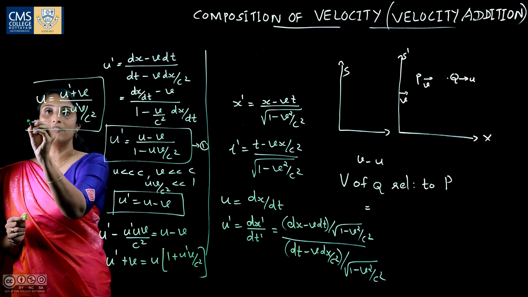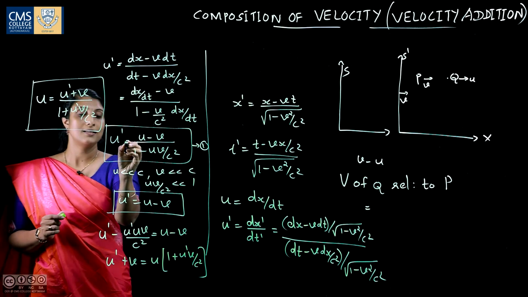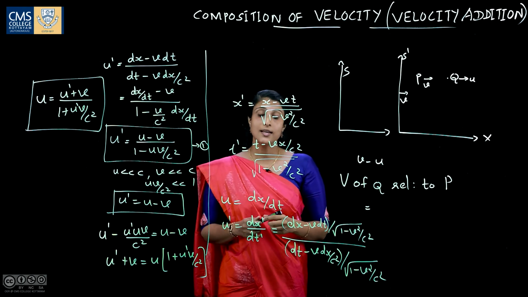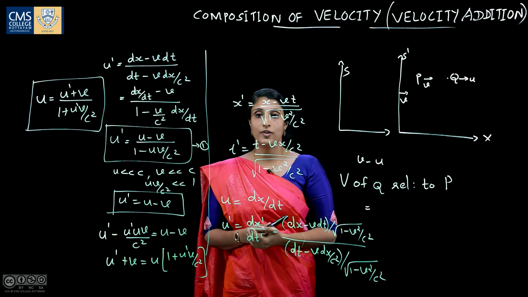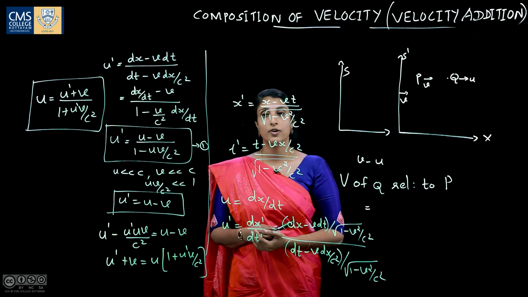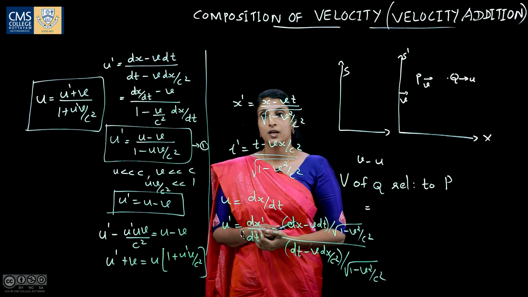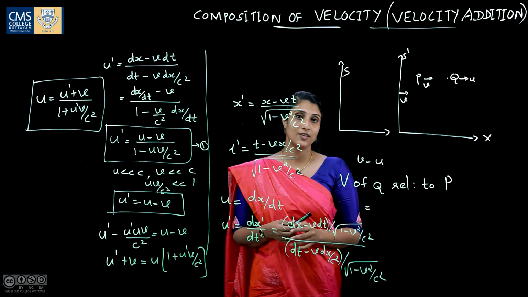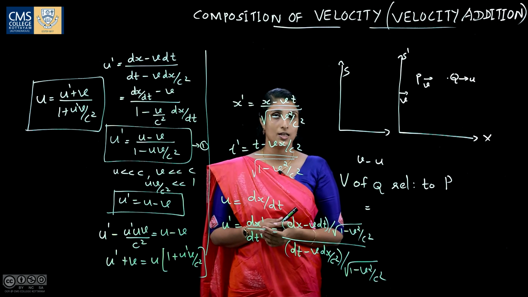This is the proper velocity of q and u dash is the relative velocity of q. This is the relativistic law of addition of velocity or composition of velocities. In Newtonian mechanics, it is simply the relative velocity u minus v if they are travelling in the same direction.